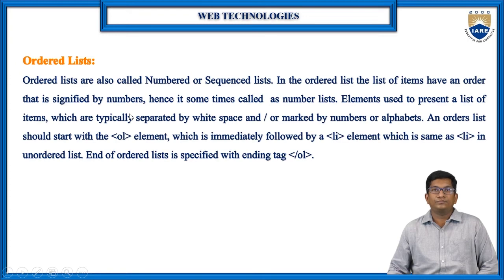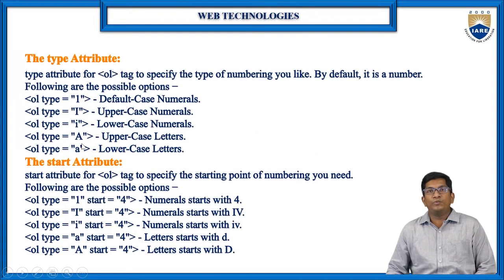You can also use the type attribute for an ordered list. The type attribute for the OL tag specifies the type of numbering you like. By default, it is a number. If we are not given any type attribute value, then it takes the default value, number. You can use any one whichever you like. OL type is equal to 1 means the default case, numbers. So by default also it will display 1, 2, 3.